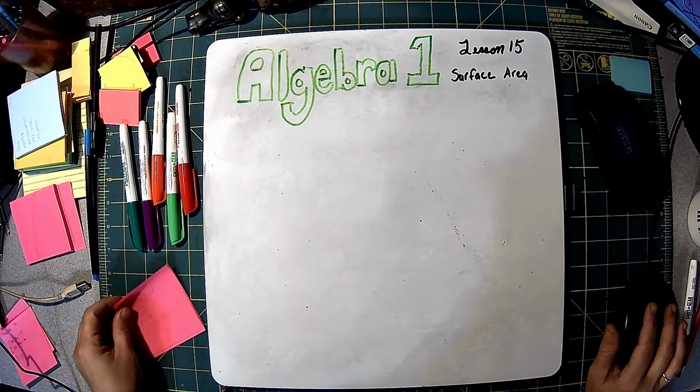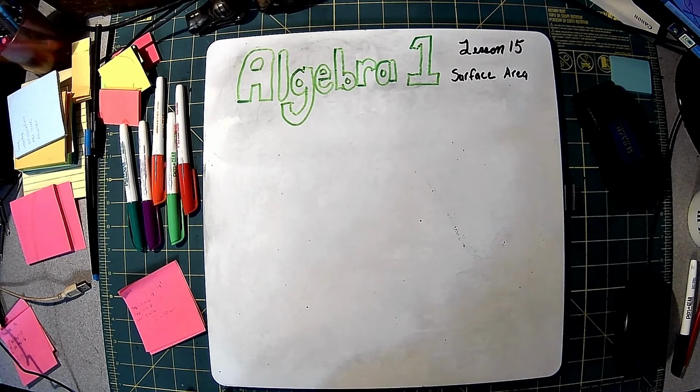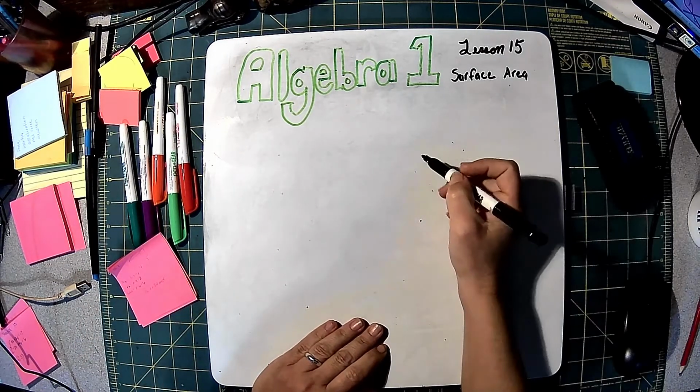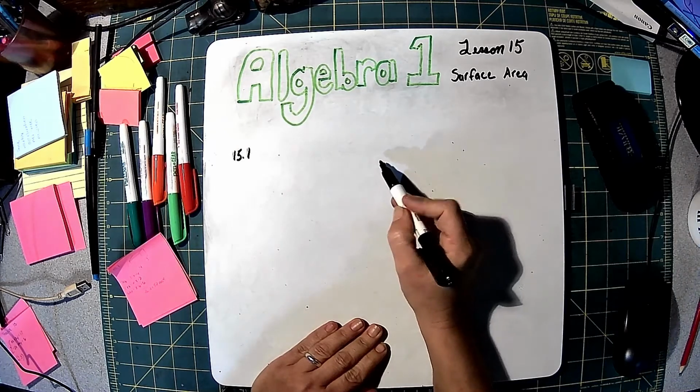Hi everybody, this is Algebra 1, Lesson 15, and we're going to be talking about surface area. Surface area is the area all around the surfaces of a three-dimensional object. So in 15.1, they give us a cube.